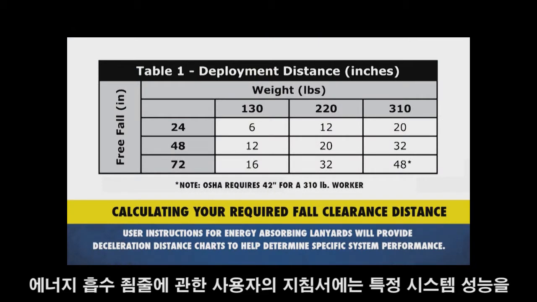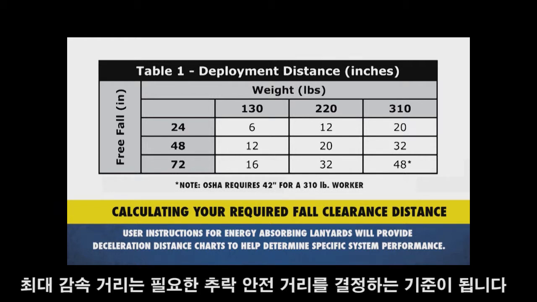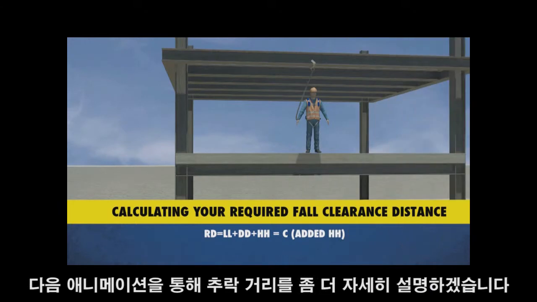User instructions for energy-absorbing lanyards will provide deceleration distance charts to help determine specific system performance. Ideally, the maximum deceleration distance is factored in when determining the required fall clearance distance. Let's look at the following animation to illustrate fall distance closer.